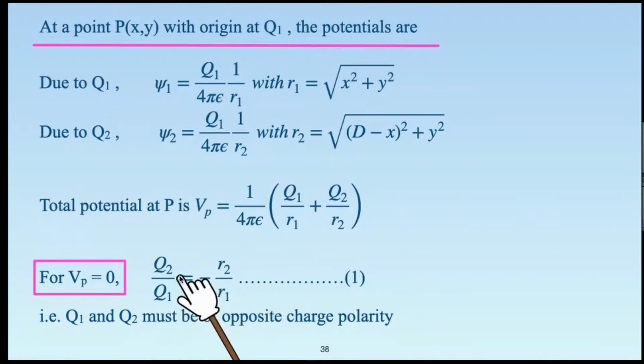So what is the condition? Condition is Q2 upon Q1 is equal to minus of R2 upon R1. In other words, this must be equal to minus of this. Okay, that's why the minus sign, right? This plus this must be coming out to be 0, or Q1 upon R1 is equal to minus of Q2 upon R2. With a slight adjustment, it will become Q2 upon Q1 must be equal to minus of R2 upon R1. So it indicates the first essential condition is that Q1 and Q2 must have opposite charge polarity.